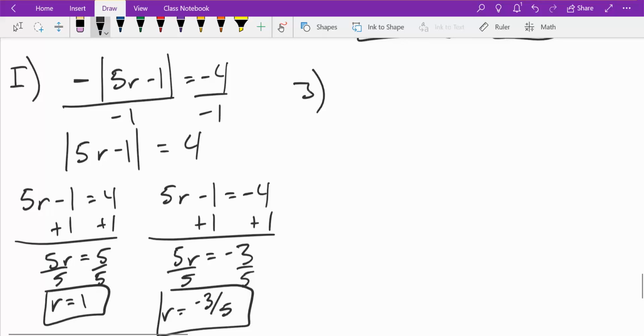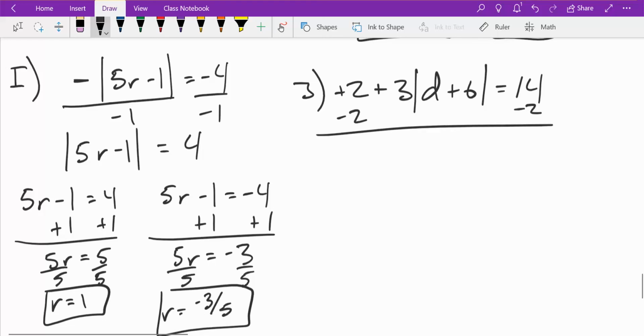J, 2 plus 3 times the absolute value of d plus 6 equals 14. So now, when there's this 3 out in front, well, first let's get rid of the 2, because this is adding 2 and multiplying by 3. So we're going to subtract 2 from both sides. 3 times the absolute value of d plus 6 equals 12.